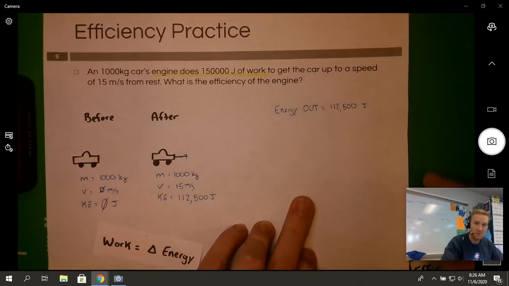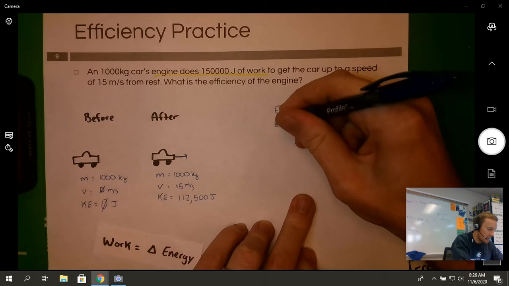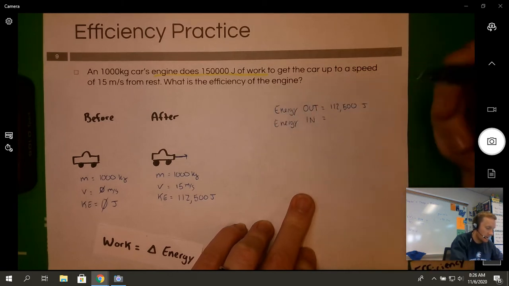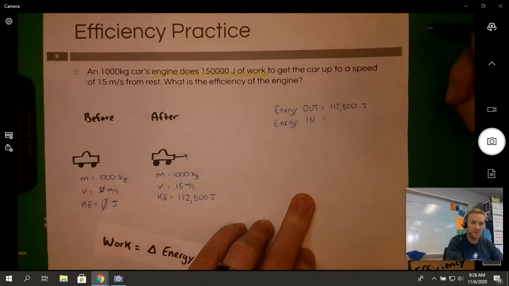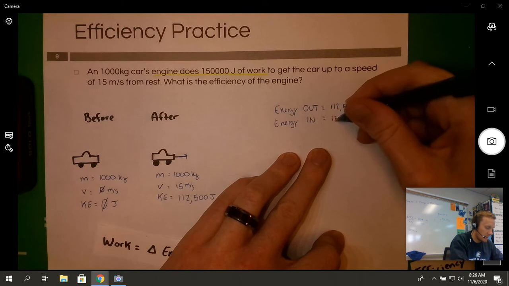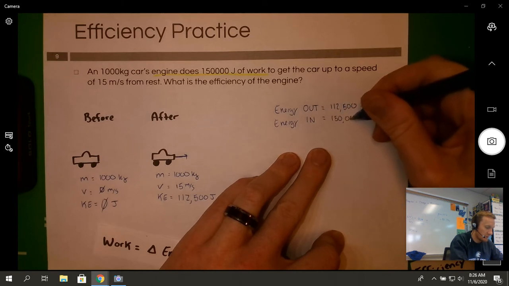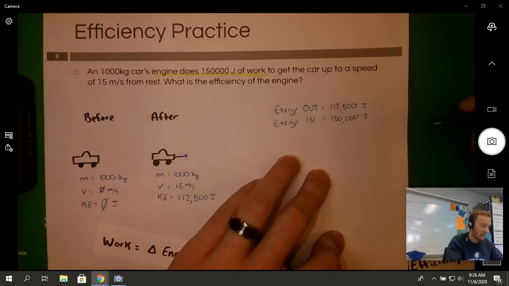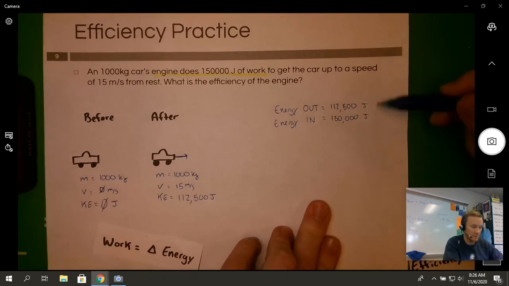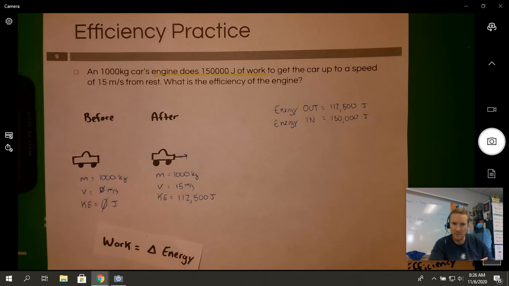Okay, and we are going to compare that to the amount of energy that we put into the system. Okay, what did the engine contribute to this system? And it did tell us in the question. So the engine put in 150,000 joules of energy, but it only got out 112,500 joules, right? So a little bit less. And this should make sense, right? Because no machine is going to put out more energy than what you put into it, right? Because we're always going to lose just a teeny tiny bit.